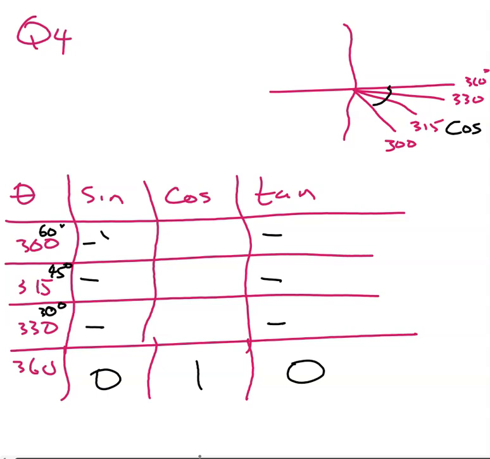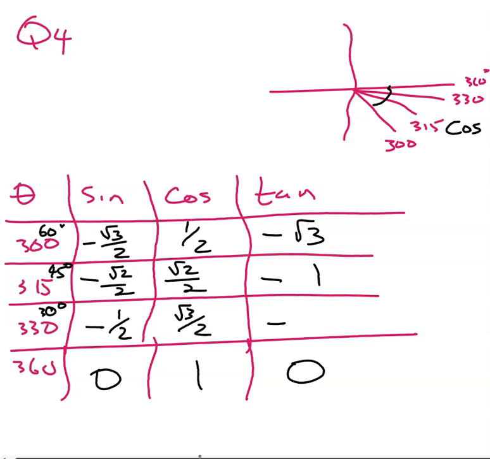Sine 60 is √3/2, half, this is √3. 45, √2/2, √2/2, 1. 30, 1/2, and then we have √3/2, and then √3/3. So this is really how you go about getting the value of each of these, the value of these ratios in your 4 quadrants.